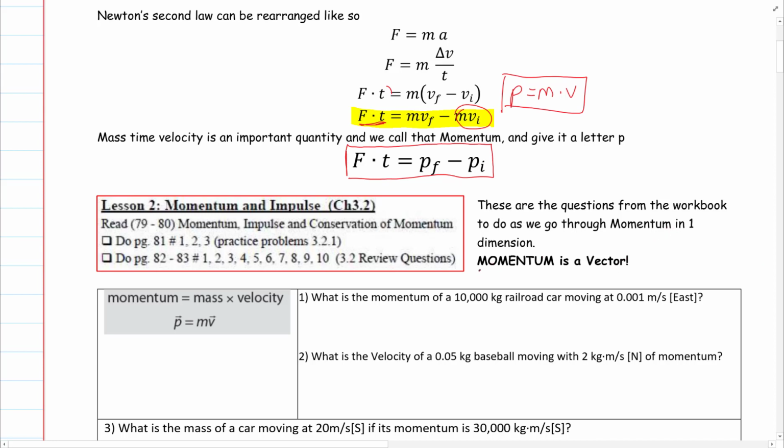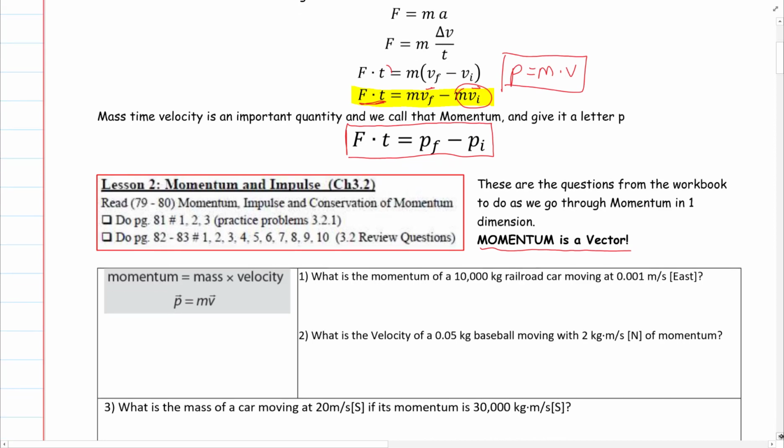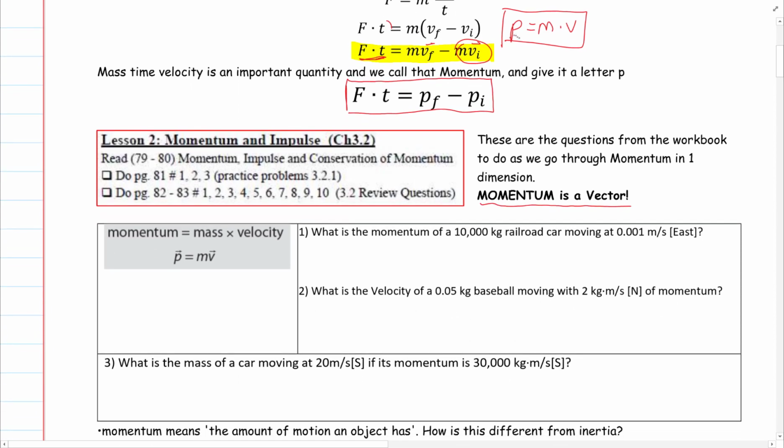Okay, one thing to note, momentum is a vector. Why is momentum a vector? Because velocity is a vector. So let's move on and try some questions right away. P equals mv. It's still working with Newton's second law, but we're just going to look at it a little bit differently. P equals mv.